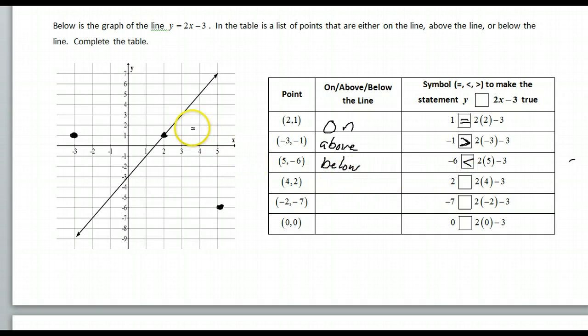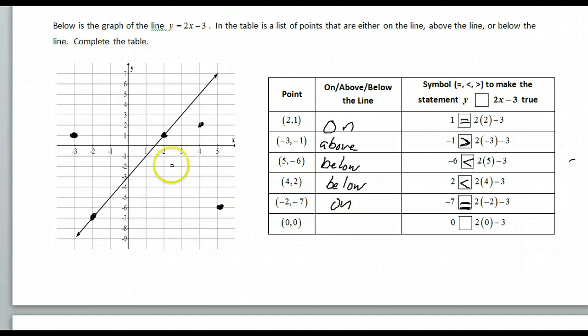The point (4, 2) is below the line. So that point's y value is less than the y value of the line at the point when x equals 4. Negative 2, negative 7. That's on the line. In that case, negative 7 is equal to.